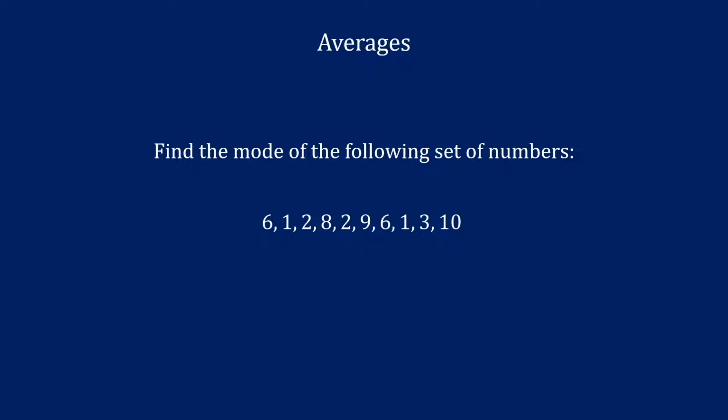Find the mode of the following set of numbers. So first of all, let's order it to make it easier to visualize. And what is happening here? 1 shows up twice, 2 shows up twice, and 6 shows up twice, and none of them show up more than twice.